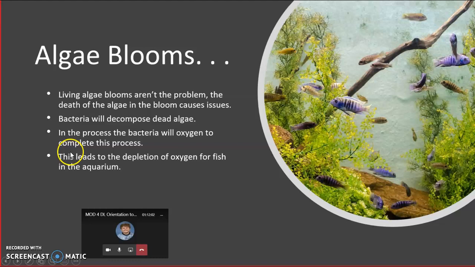Living algae is not the problem, like I just said. What will happen is when the algae dies, the bacteria will start decomposing the dead algae and start using the oxygen, and that will lead to a depletion of oxygen for your fish. That's why you don't want a lot of algae in your tank.